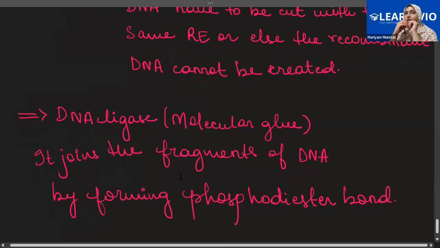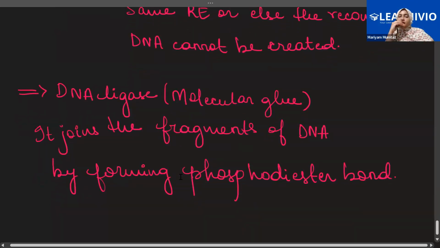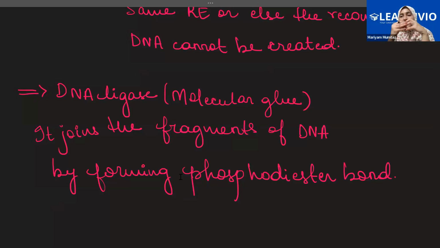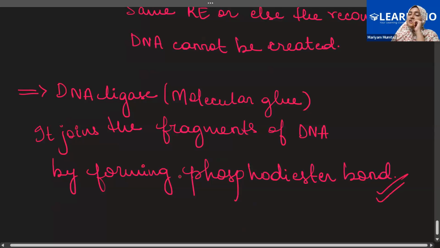Now, we know that we have cut the gene of interest and we have cut the vector. Now we want to join them together. We can't just join them like that. Because we were playing with the scissors, now we need the glue. So DNA ligase, the second enzyme, is a molecular glue. What does it do? It joins the fragments of DNA by forming a phosphodiester bond. Now this again reforms the phosphodiester bonds.